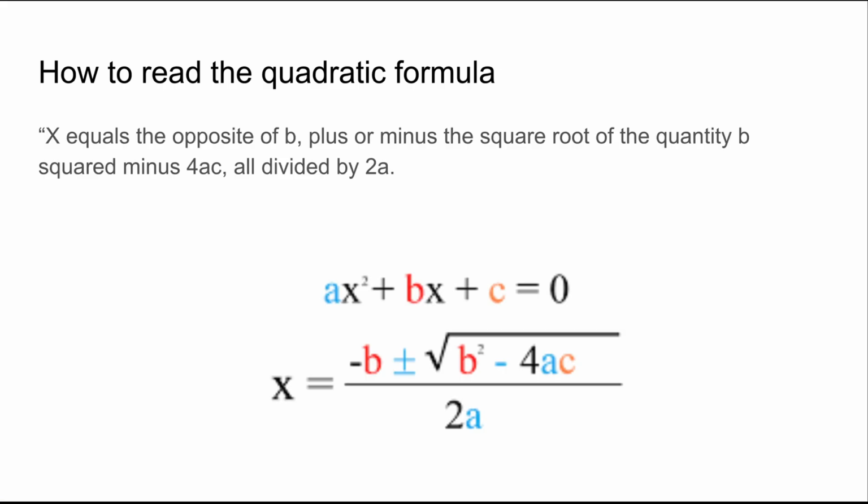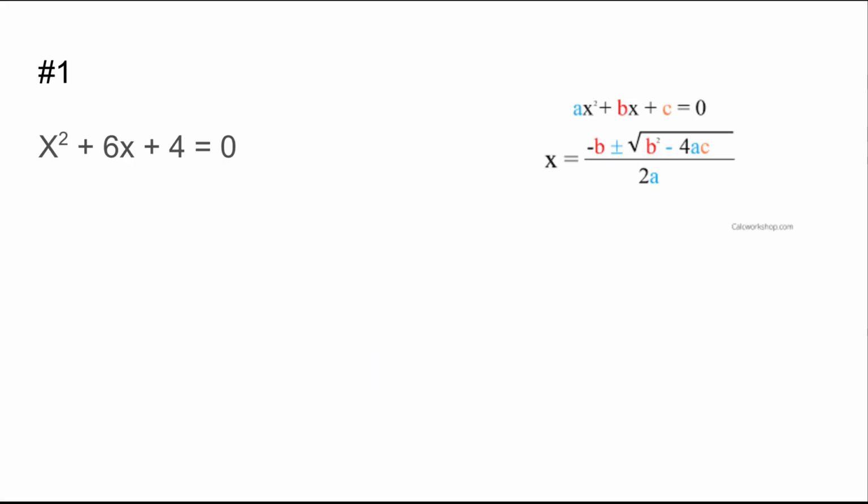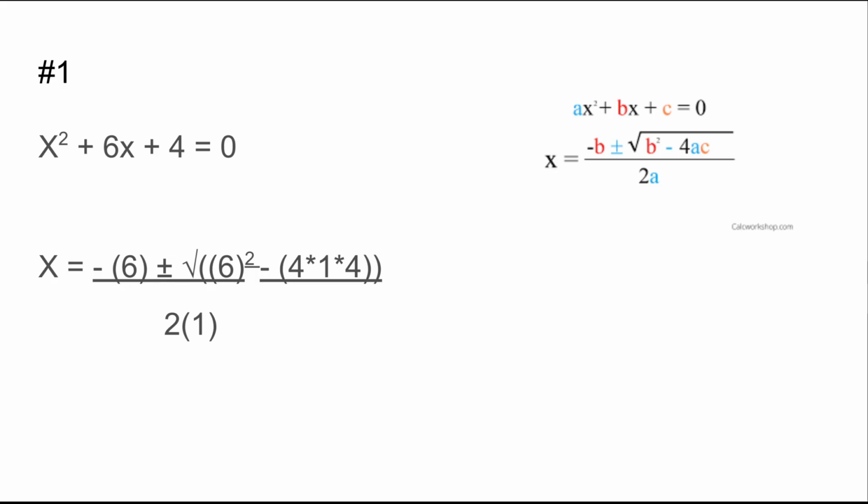X equals the opposite of b plus or minus the square root of the quantity b squared minus 4ac, all divided by 2a. So number one, it's already in our quadratic form. So we are going to take this and write negative 6 plus the square root of 6 squared minus 4 times 1 times 4, enter, divided by 2. X equals negative 0.76.